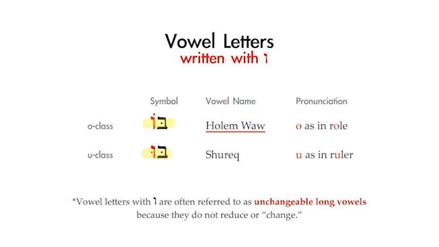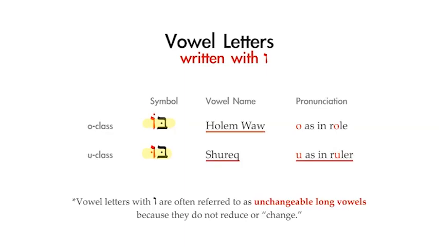The holem waw is the unchangeable long O class vowel, and it's pronounced like the O as in roll. It appears as a holem over the waw, and therefore it's holem waw. The U class vowel, shurik, is pronounced like the U as in ruler, and it appears as a waw with a dot to the left. This is not a dagesh forte, this is not a dagesh lene, it's the shurik. And the shurik is the only vowel letter whose name is not a combination of the consonant and the vowel.